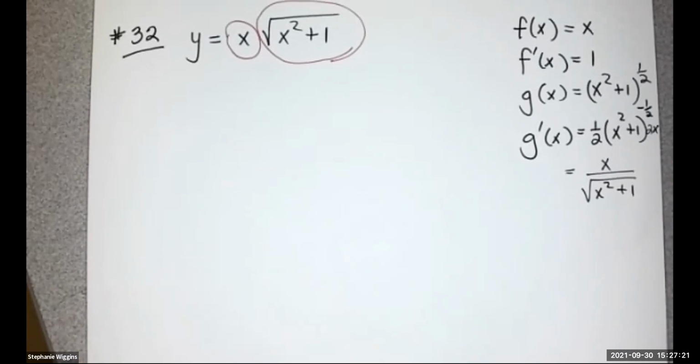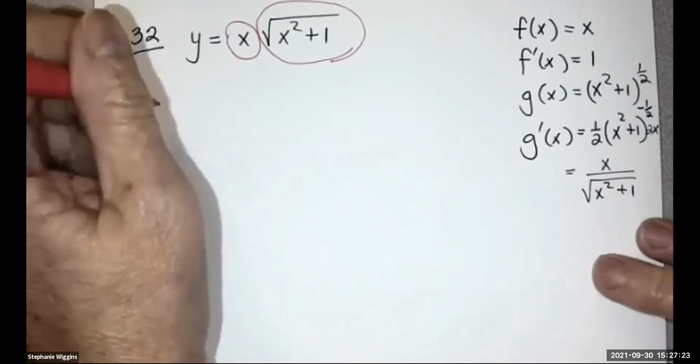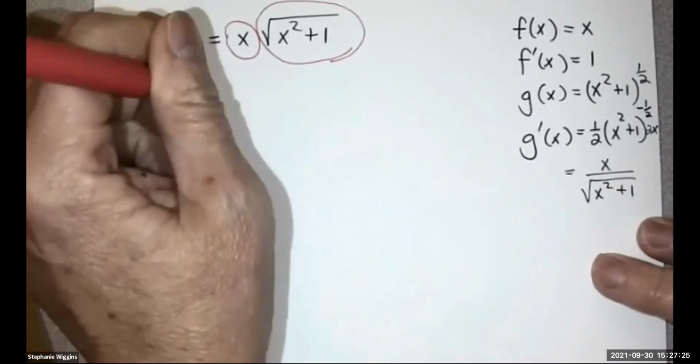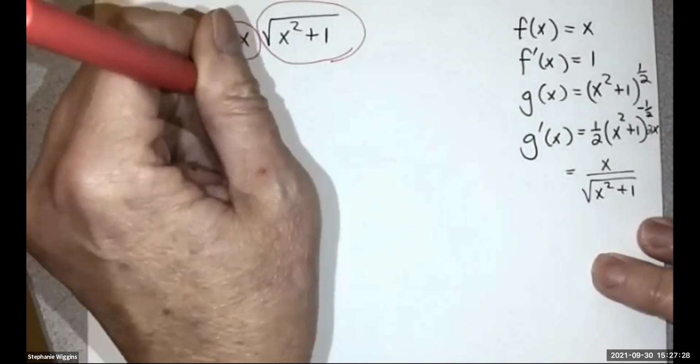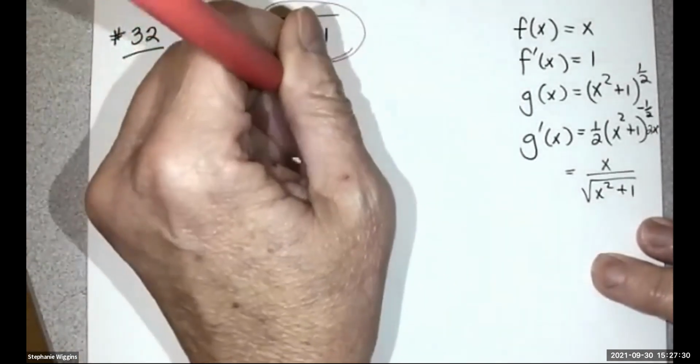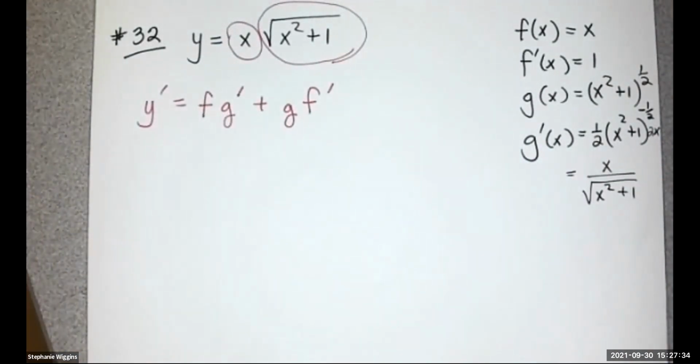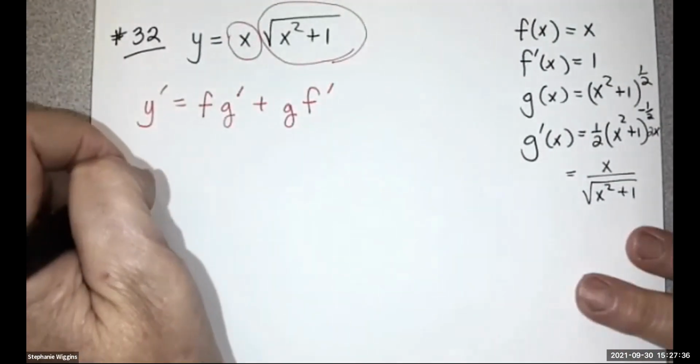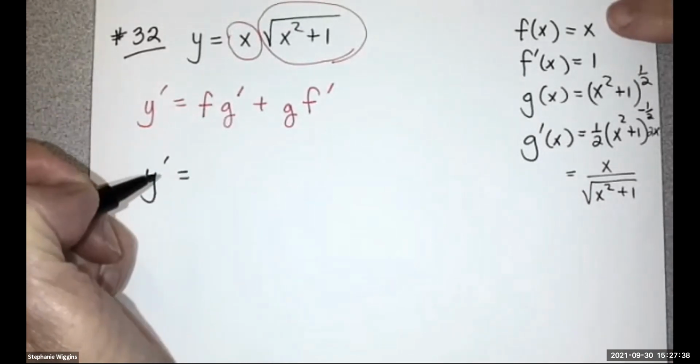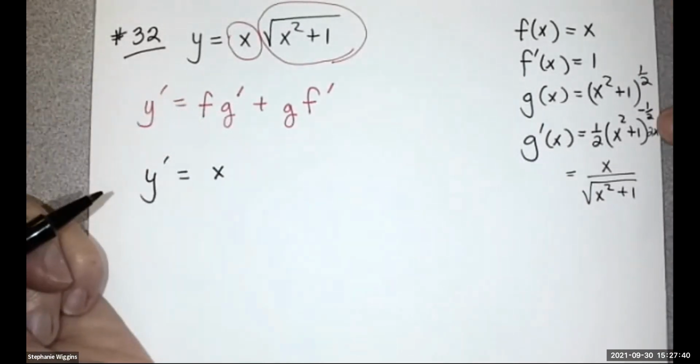Now we're going to plug that into the product rule. Remember, the product rule is the first function times the derivative of the second plus the second function times the derivative of the first. And here are my functions. So we have x times g prime.